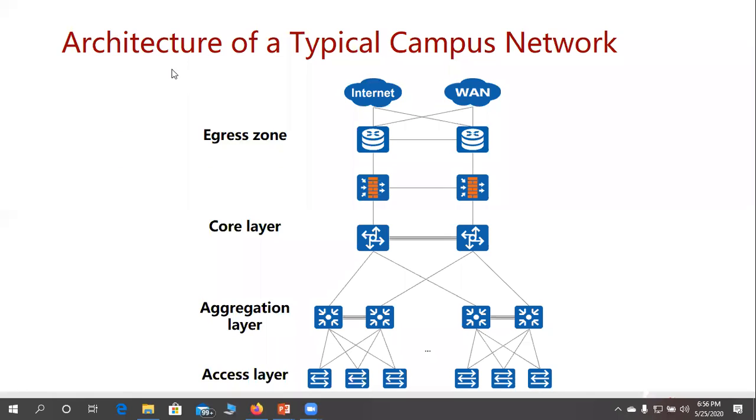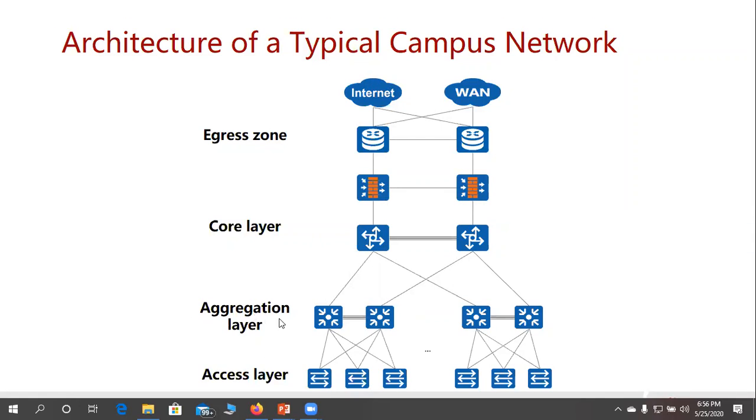So this is an architecture of a typical campus network. It has layers. This is the access layer. These devices that you have, we call them switches. This is where you connect laptops, PCs and IP phones. So this is the first layer, called the access layer. Then this is the second layer.